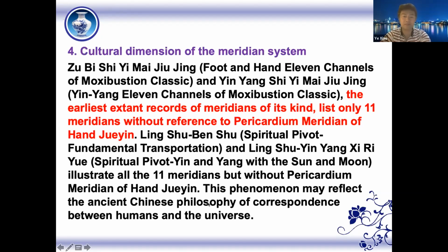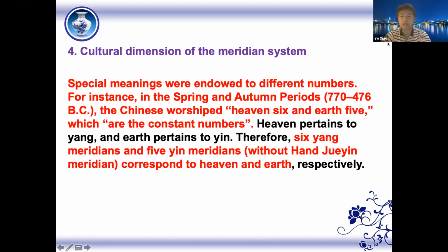So this phenomenon may reflect the ancient Chinese philosophy of correspondence between humans and universe. Special meanings were endowed to different numbers. For instance, in the spring and autumn periods, the Chinese worshipped heaven 6 and earth 5, which are the constant numbers. Heaven pertains to yang and earth pertains to yin. Therefore, 6 yang meridians and 5 yin meridians without hand 厥阴 meridian correspond to the heaven and earth respectively.